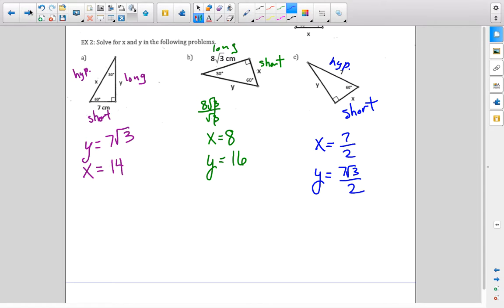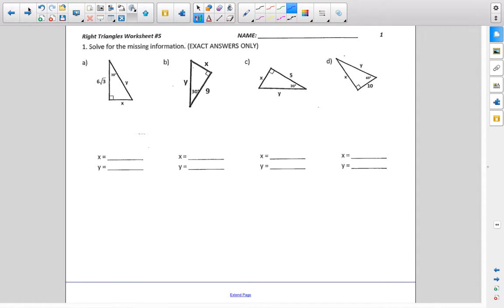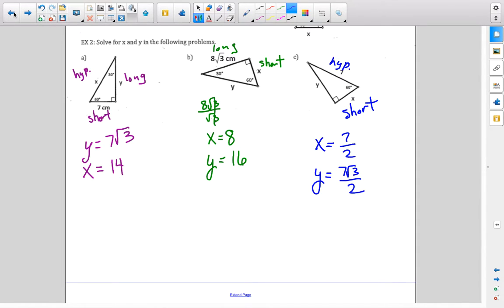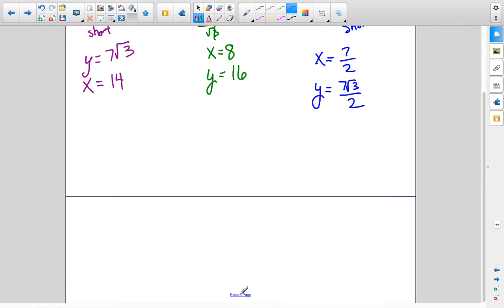So think again, how do these relate to each other? Oops, did I miss something here? No, I guess that's it. Okay, let's extend the page a little bit.